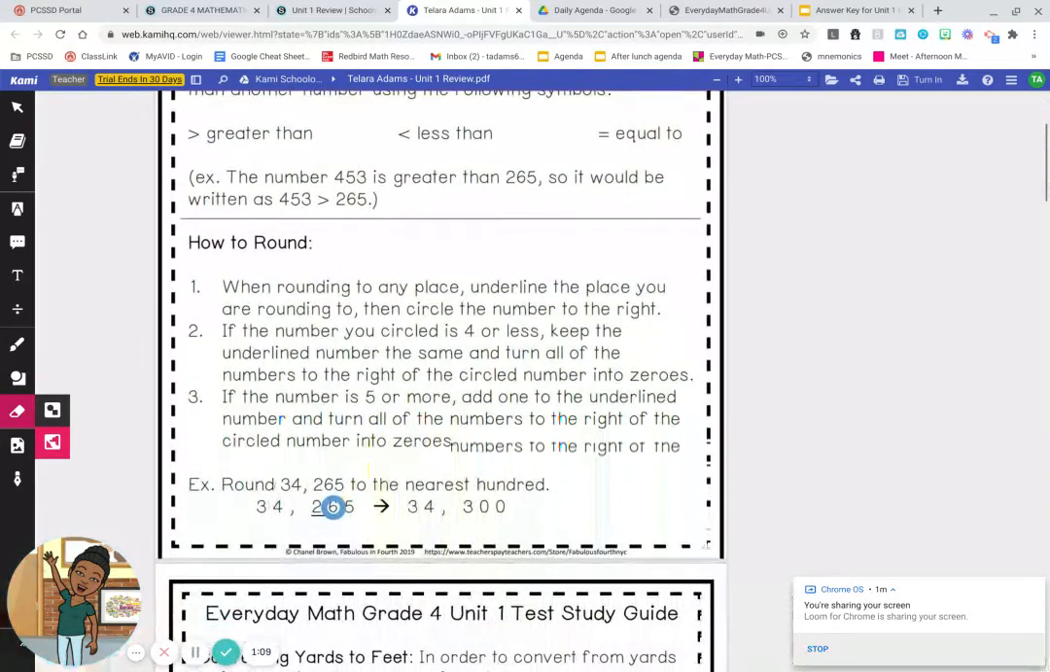The next note reminds you how to round. When rounding to any place, underline the place you are rounding to, then circle the number to the right. That's the neighbor. If the number you circled is 4 or less, let it rest. Keep the underlined number the same and turn all of the numbers to the right of the circled number into zeros. When it's 5 or more, if your neighbor is 5 or more, then you're going to raise the score. So let's look at the example.